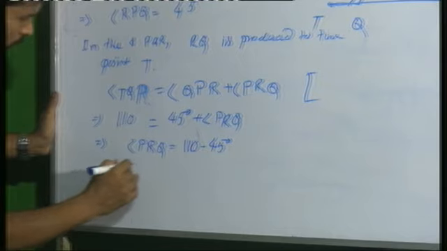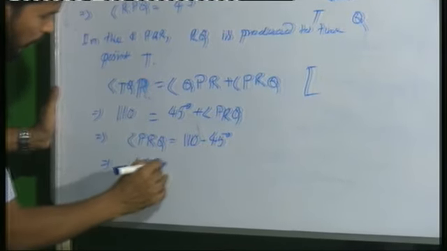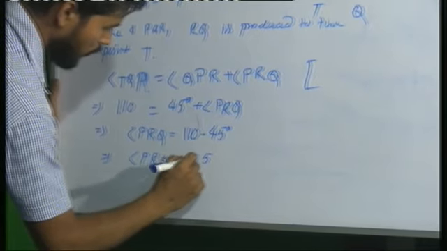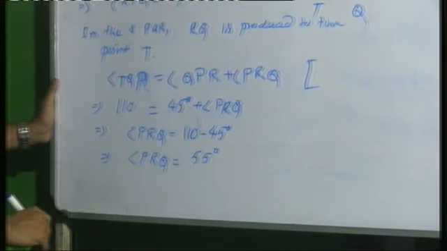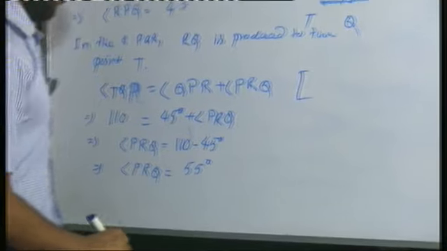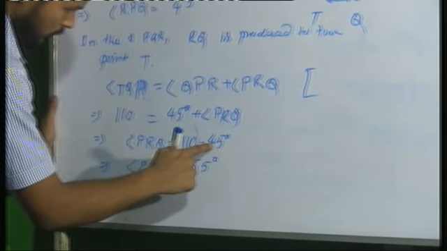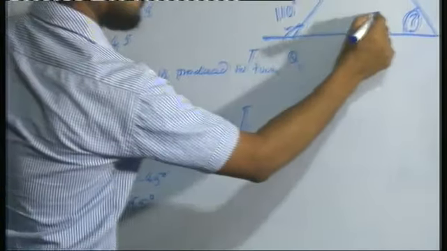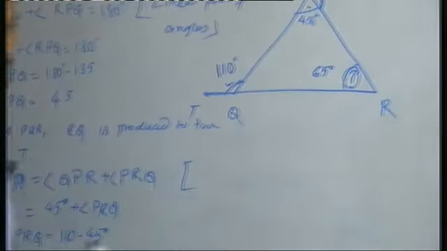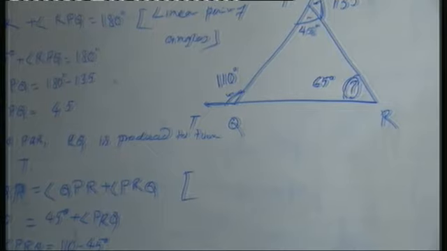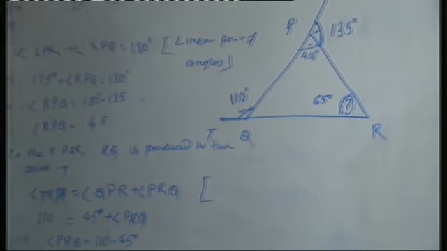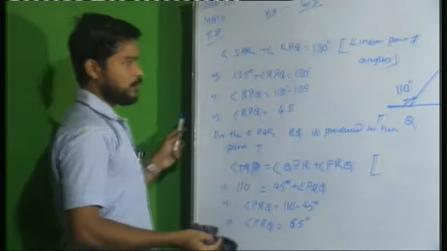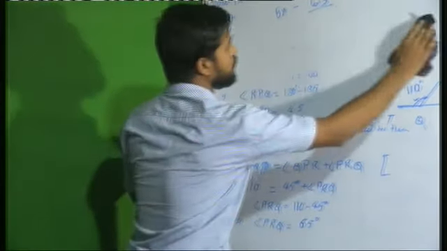So angle PRQ is equal to, sorry, not 55, 65 degrees. So the value of this angle is equal to 65 degrees. Okay, the value of this angle is 65, and solved. Okay, so let's solve the next question. Question number 2.